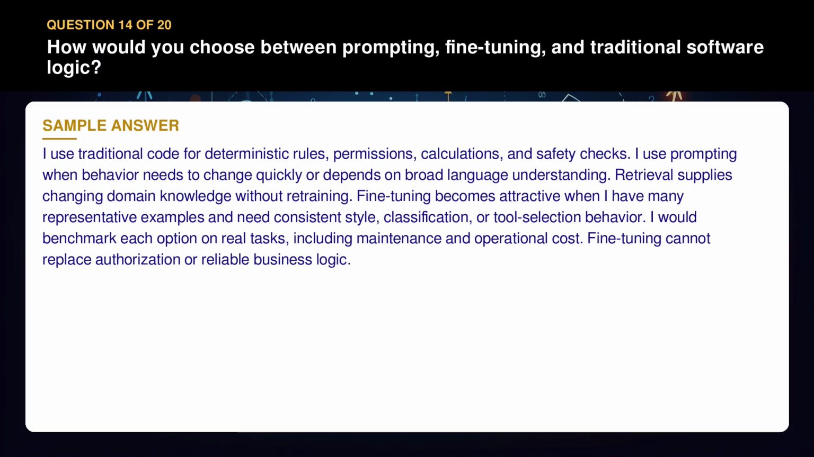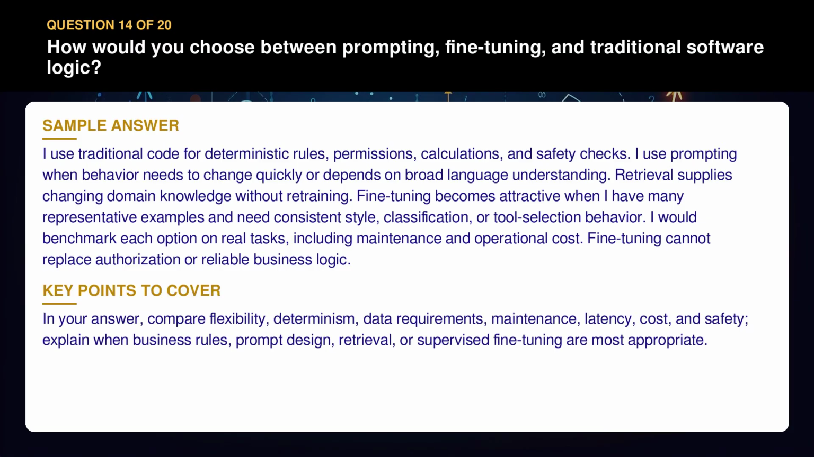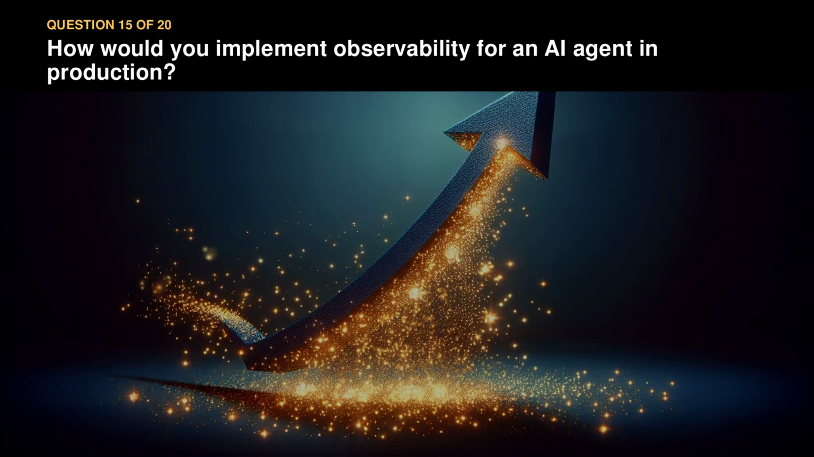I would benchmark each option on real tasks, including maintenance and operational cost. Fine-tuning cannot replace authorization or reliable business logic. In your answer, compare flexibility, determinism, data requirements, maintenance, latency, cost, and safety. Explain when business rules, prompt design, retrieval, or supervised fine-tuning are most appropriate. Question 15. How would you implement observability for an AI agent in production?